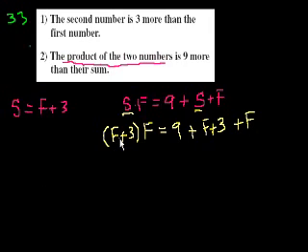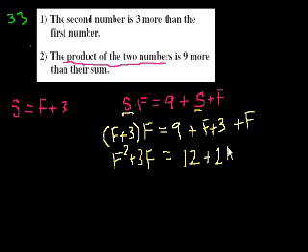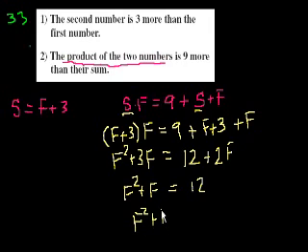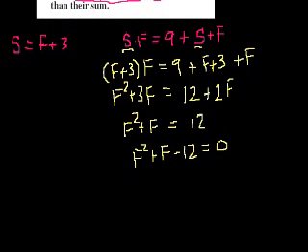Let's see if we can simplify this. F times F is F squared plus 3F is equal to 9 plus 3 is 12 plus 2F. Let's see, subtract 2F from both sides, you get F squared plus F is equal to 12. Subtract 12, you get F squared plus F minus 12 is equal to 0. And this one looks factorable. I don't have to take out the quadratic equation.